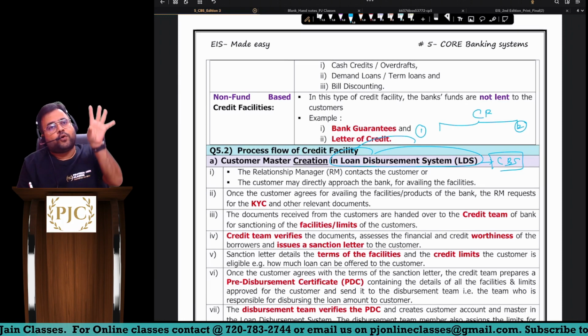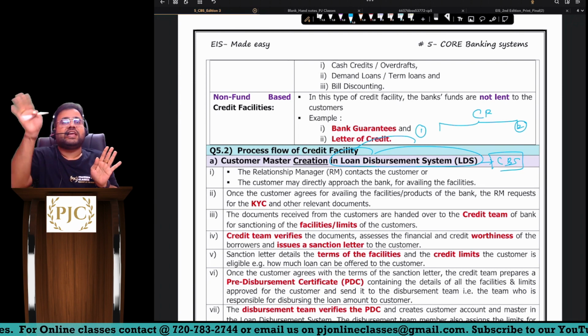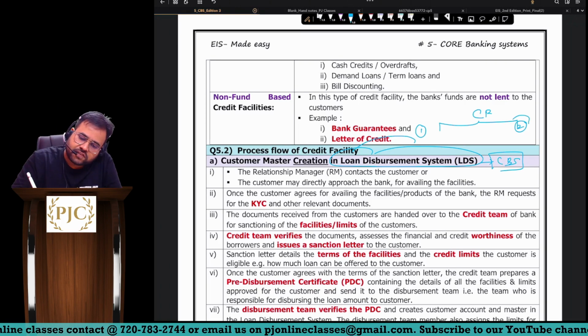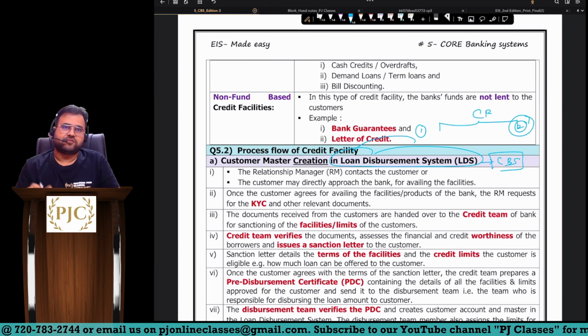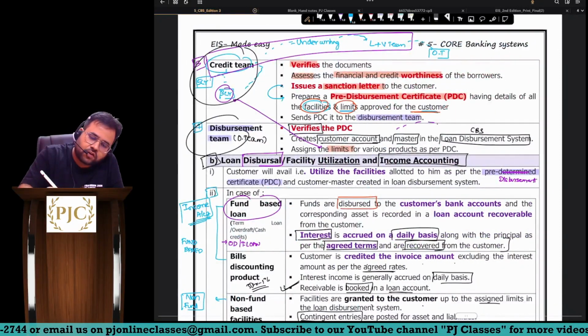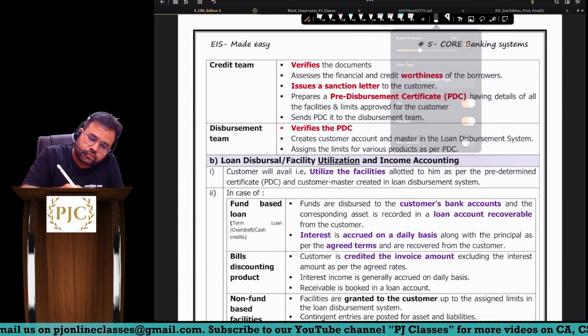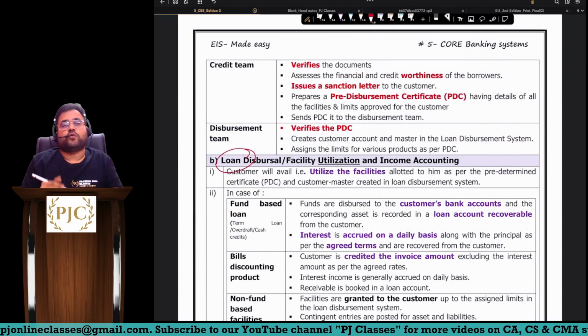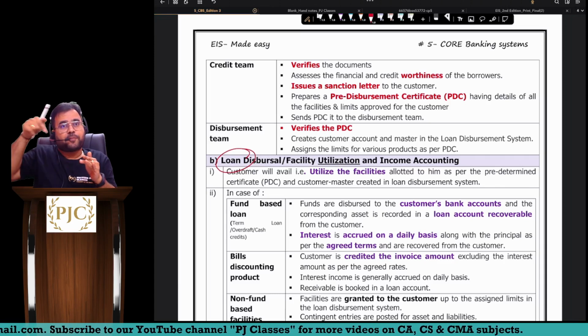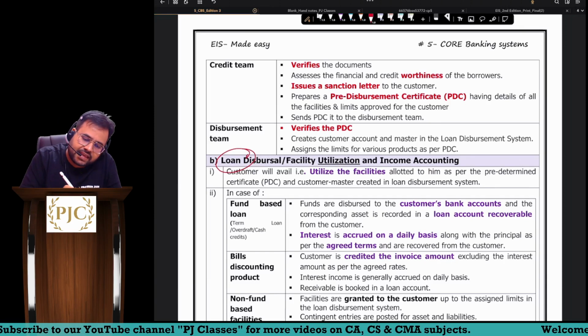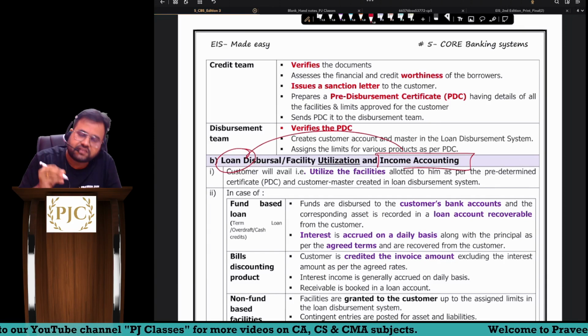Now tell me, only the customer master they will create, or will they give the loan also? They will give the loan also. So the second part is talking about what, sir? Loan disbursal. So here our focus is on disbursal of the loan. After disbursing, can I say the bank will charge interest to the customer? Yes. For the bank, is it an income? Yes. So that income the bank has to account. So next is income accounting, sir.